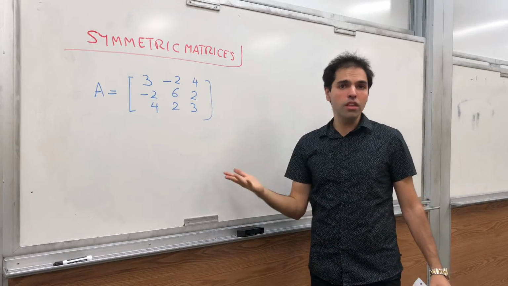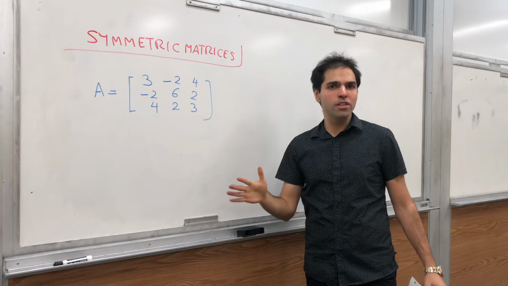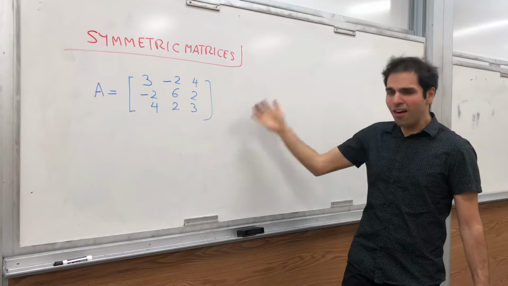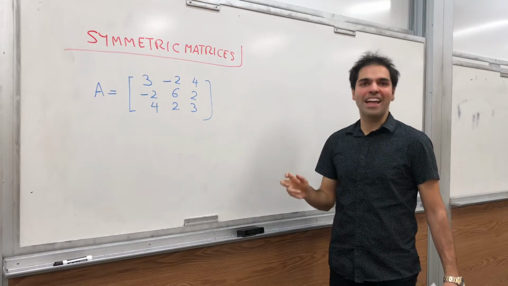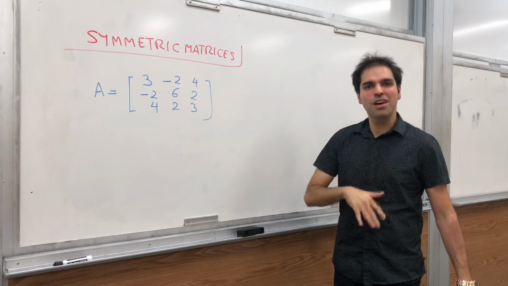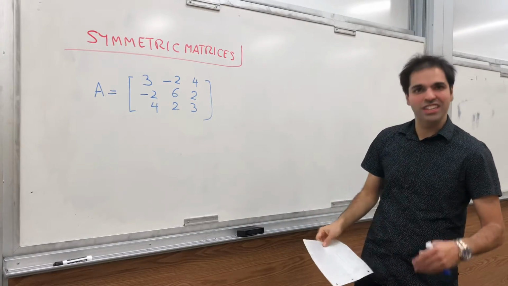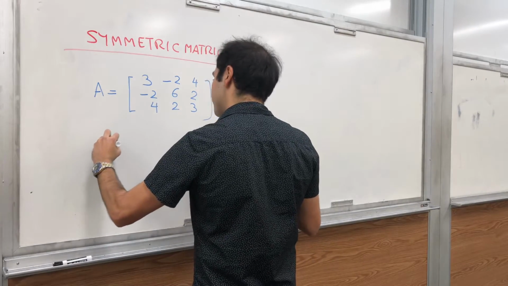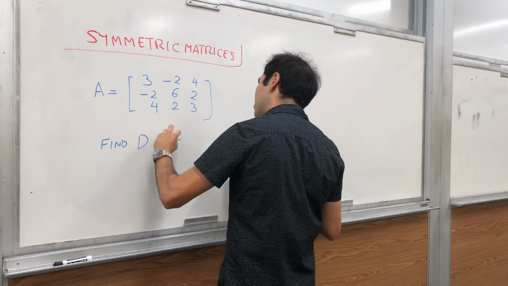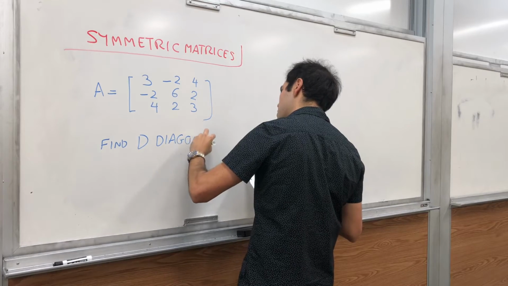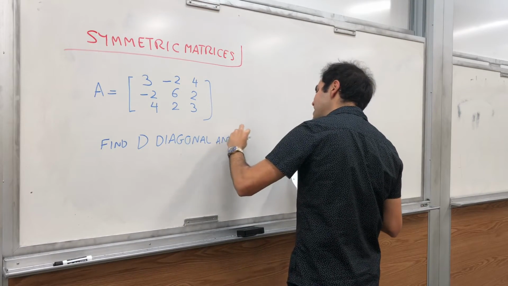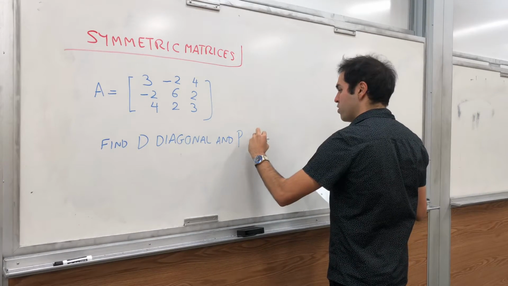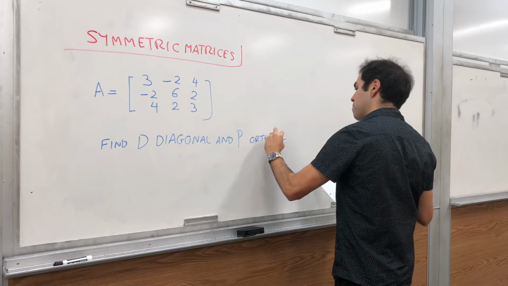And why are symmetric matrices so cool? First of all, not only are their eigenvalues always real, so we never have to deal with complex eigenvalues, but also we can super diagonalize a matrix. So do something more than diagonalization. And in fact, let's do that today. So let's find D diagonal and P. So usually invertible, but now it's super invertible, so orthogonal.